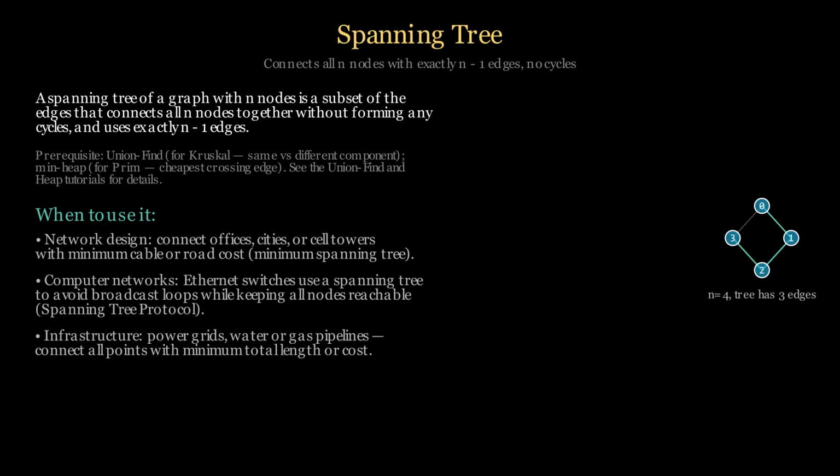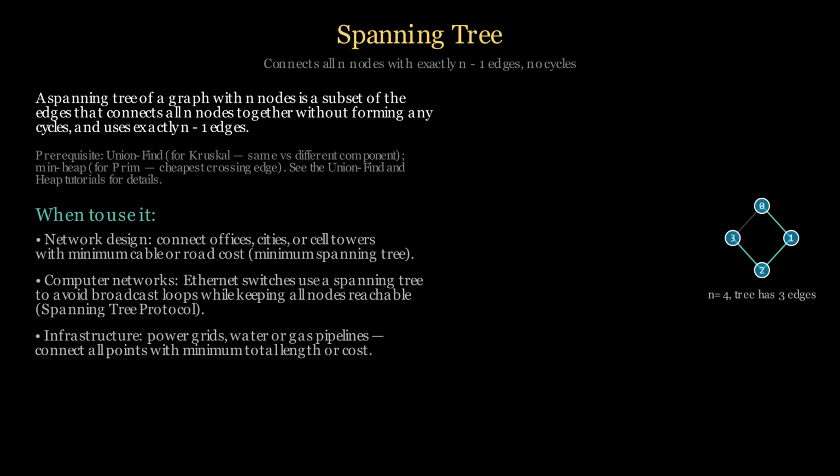A spanning tree of a graph with n nodes is a subset of the edges that connects all n nodes together without forming any cycles, and uses exactly n-1 edges. Prerequisites: union find for Kruskal, we use it to check same versus different component when adding edges. Min heap for Prim, we use it to pick the cheapest crossing edge. See the union find and heap tutorials for details.